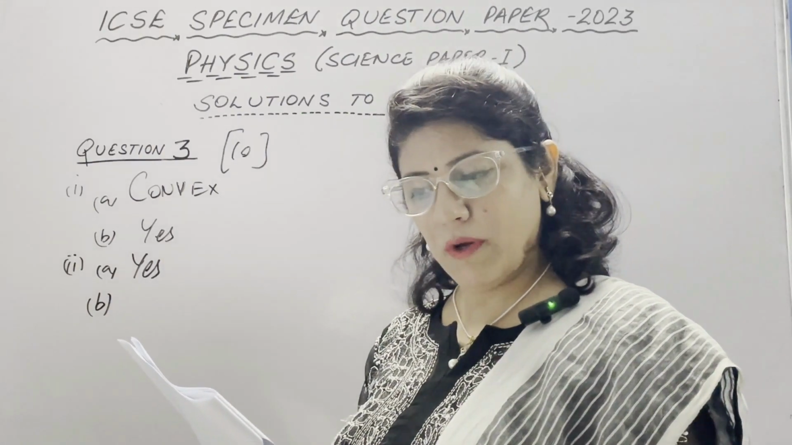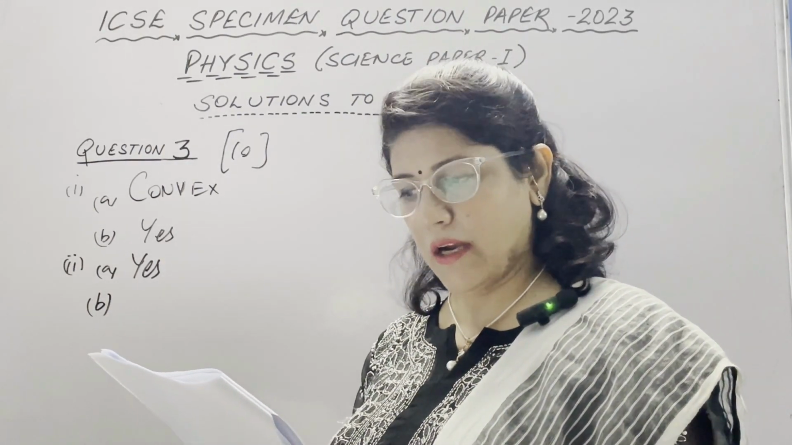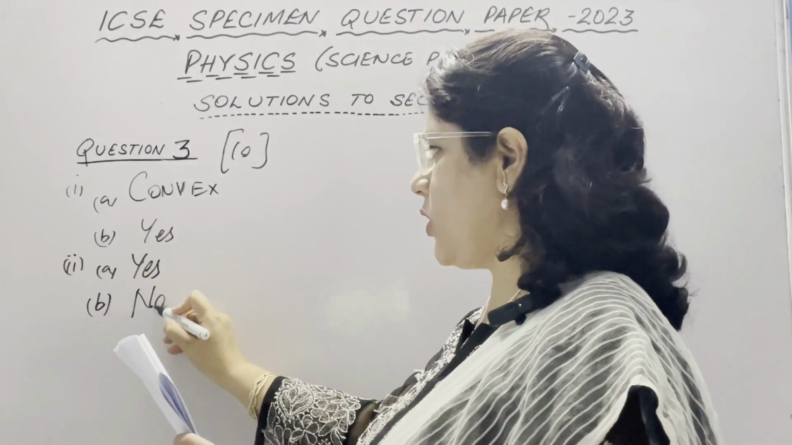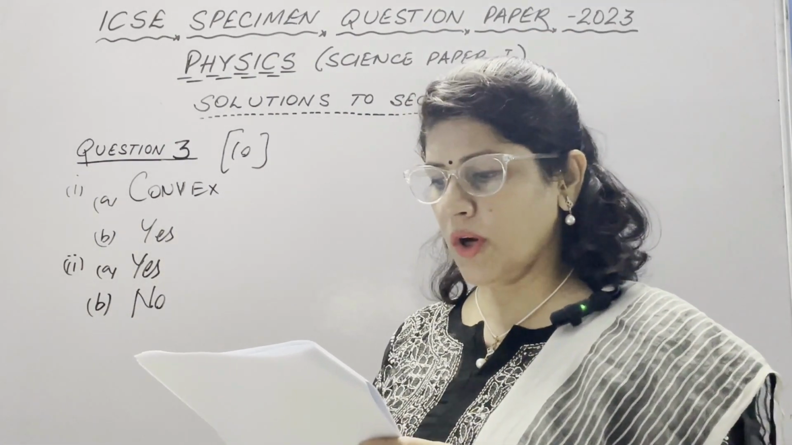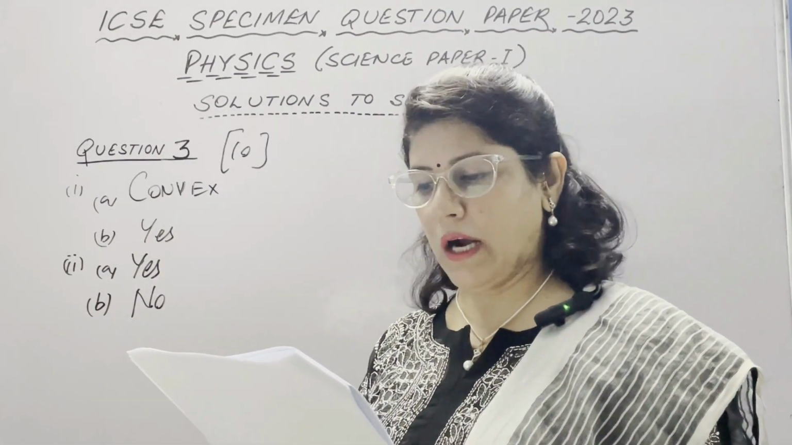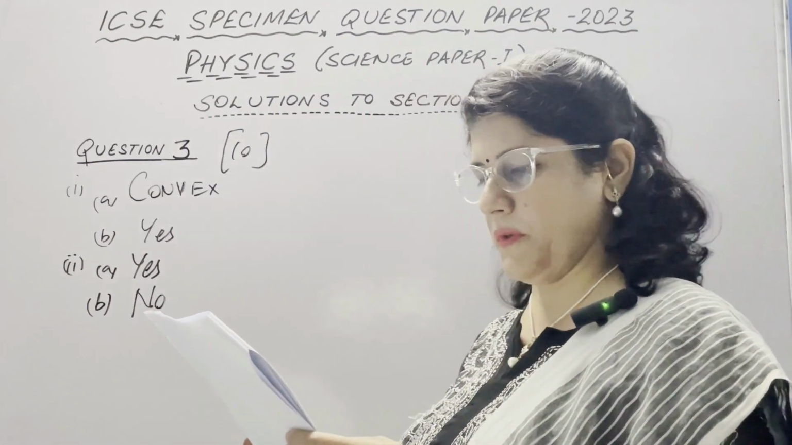In B part, is it possible for current to flow between a neutral and an earth wire? No, it is not possible, because there is no path for current to flow through the earth back to the source. So, this is not possible.